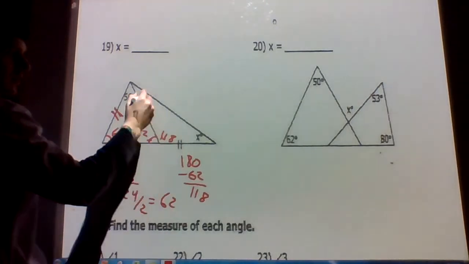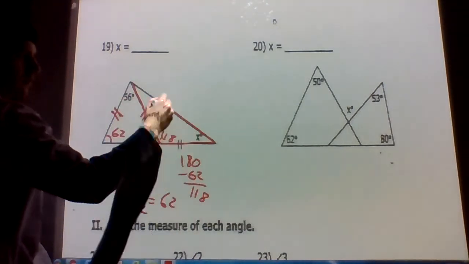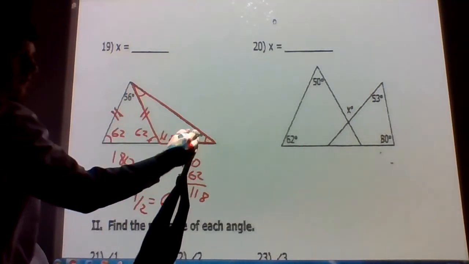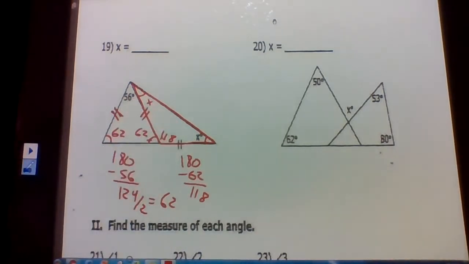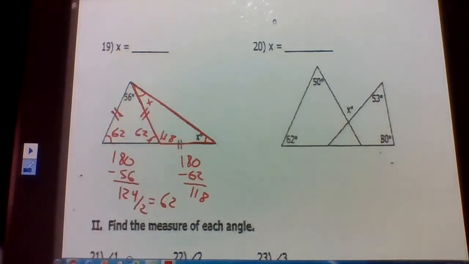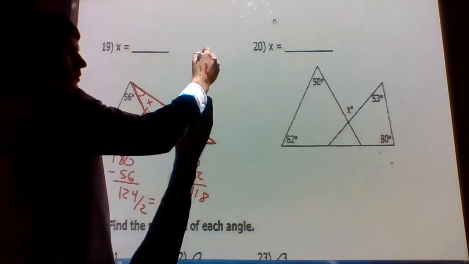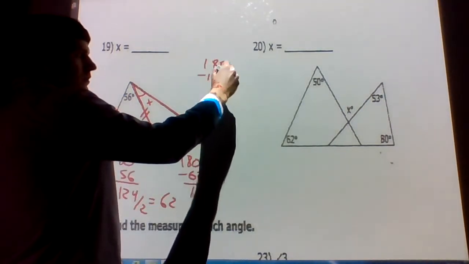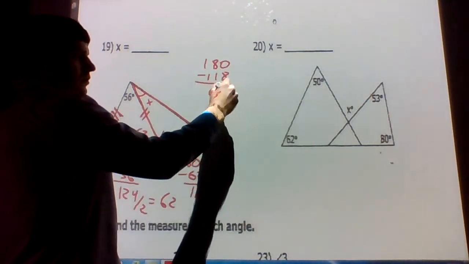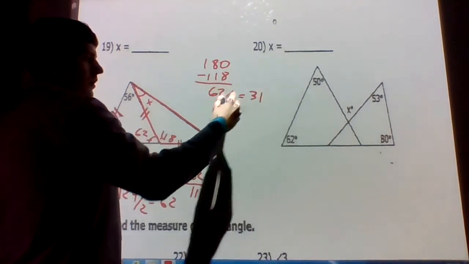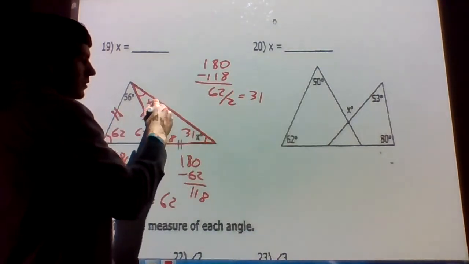Okay, and then again, we have an isosceles triangle here. So the base angles are congruent. So if that's x, right? You can do x plus 118 is 180, right? Or we can just do 180 minus 118, which is 62, and then divide by 2, which is going to be 31 and 31. Okay.